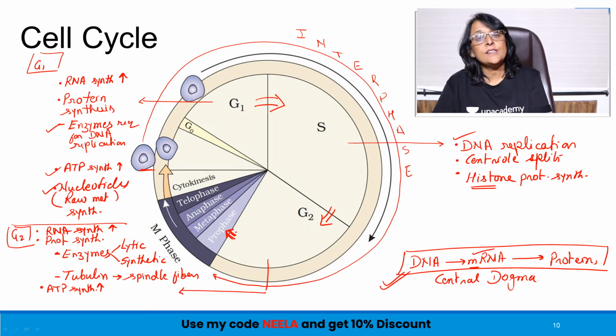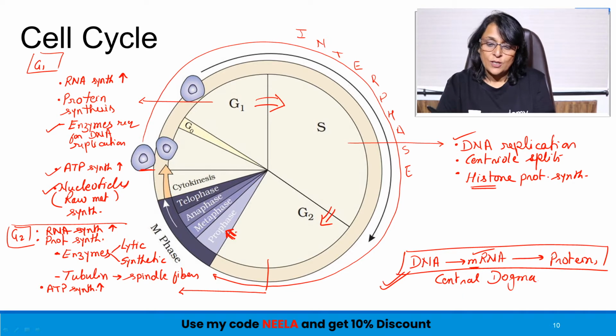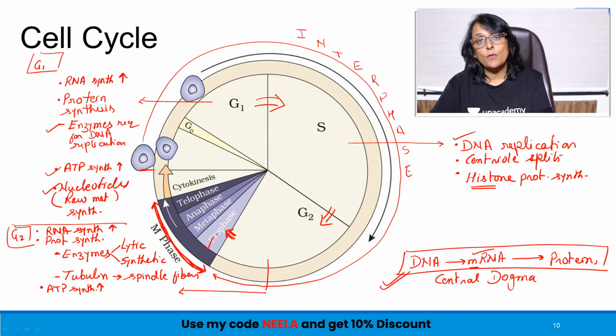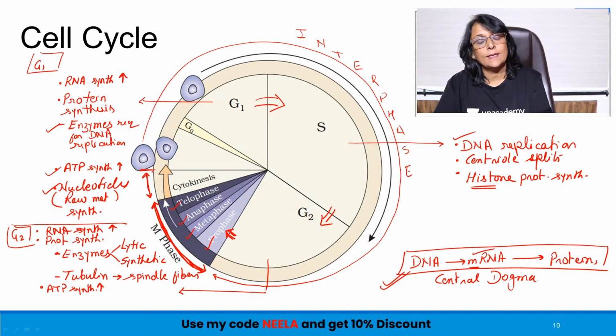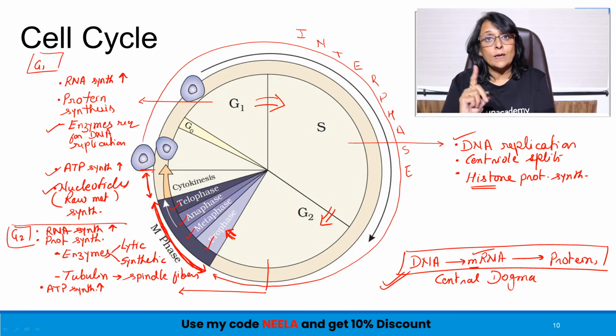So now the cell enters M phase. In M phase, first the nucleus is going to divide and then the cytoplasm. So this part is karyokinesis, where first phase is prophase, metaphase, anaphase and telophase. In these four phases, the nucleus divides and then the cytoplasm division takes place, that is cytokinesis. After cytokinesis, one parent cell would divide into two daughter cells.